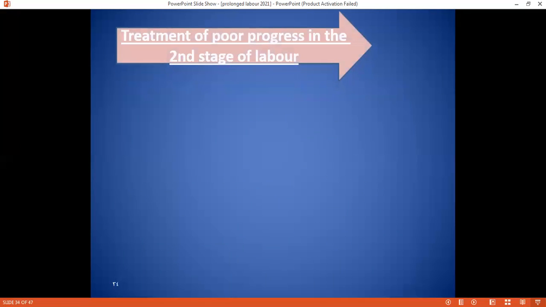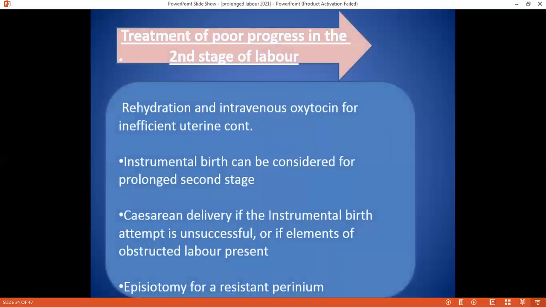Treatment in the second stage of labor. Now the patient is fully dilated and the head is not delivered. Rehydration, intravenous oxytocin if there are inefficient uterine contractions. Instrumental birth, forceps or ventouse, can be considered for a prolonged second stage if the presenting part is at low station, +2 and below. Cesarean delivery if the instrumental birth is unsuccessful or there is an element of obstructed labor. Episiotomy for a resistant perineum is advised to facilitate labor.